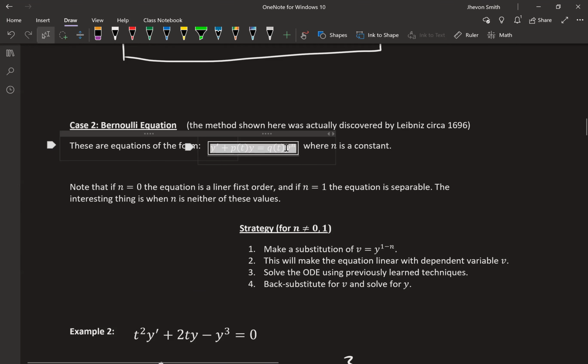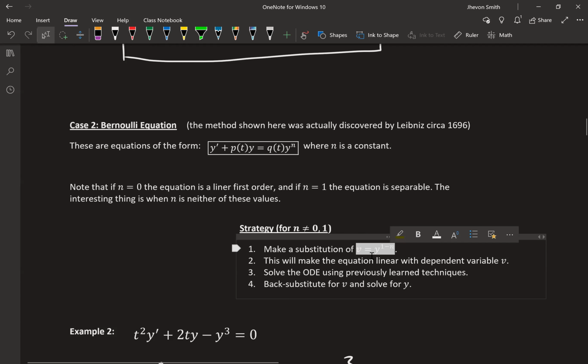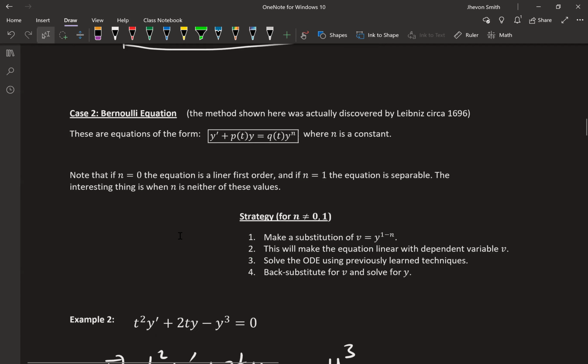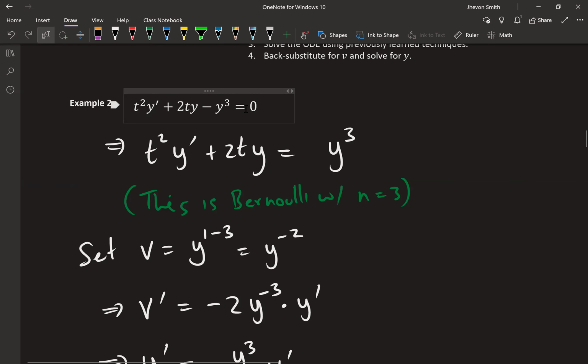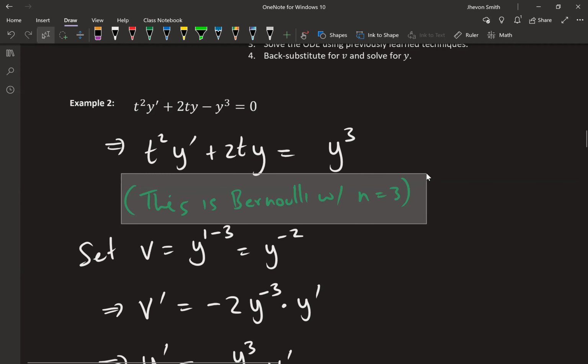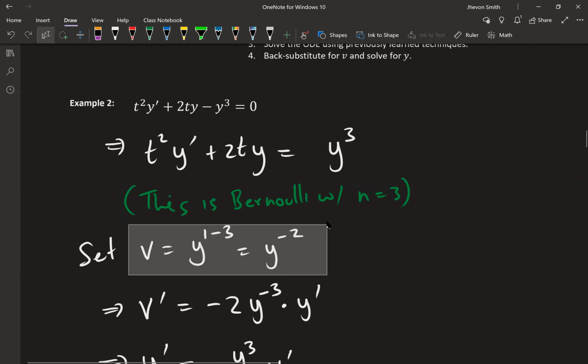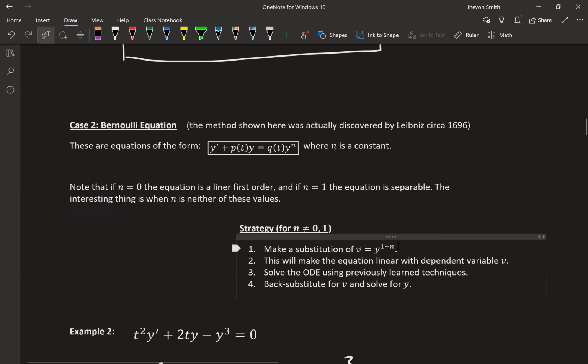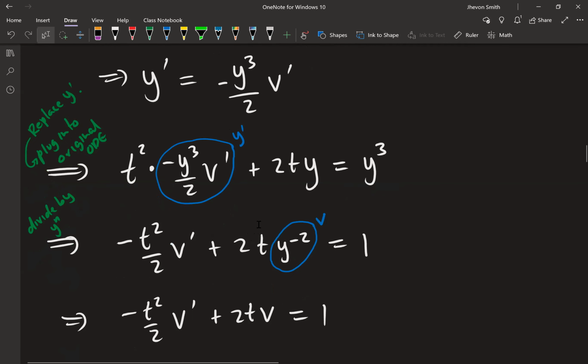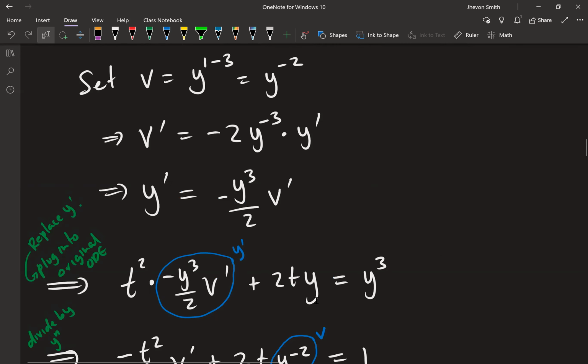So starting from the beginning, this is a Bernoulli. That's the definition. This is the strategy that we use: plug in v equals this substitution, differentiate both sides of that, and plug it in. So we started here. We moved the y cubed to the other side, that way I could identify it as a Bernoulli. Now I do the substitution, v equals y to the 1 minus 3. Why do I do that? Well, that's the strategy here. I do that because this is going to be easy. This makes the equation nice.